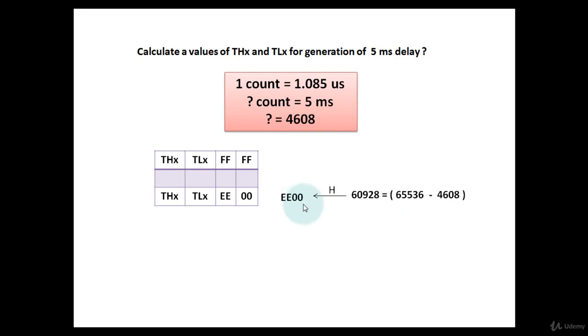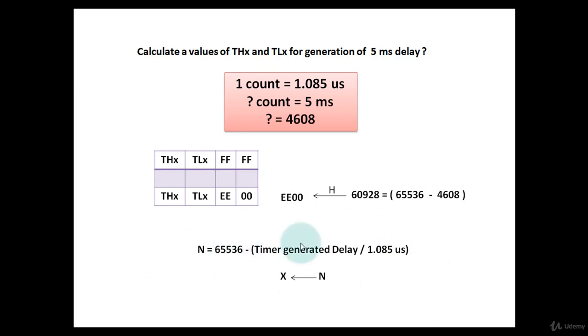Now this value you have to load into TH and TL register. Once we load this value EE00 into these two registers and we turn on the timer, it will start counting from this initial position EE00, EE01, EE02, likewise up to FFFF. Now this number of counts is nothing but 4608.